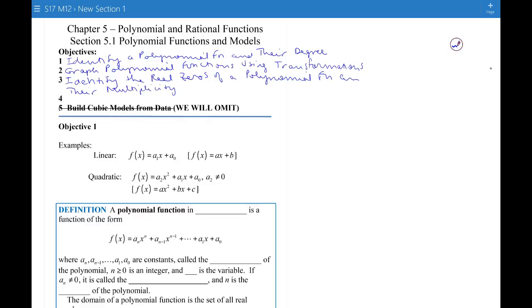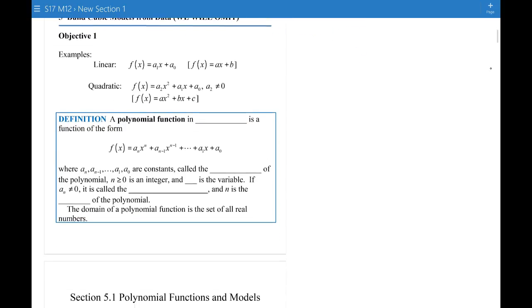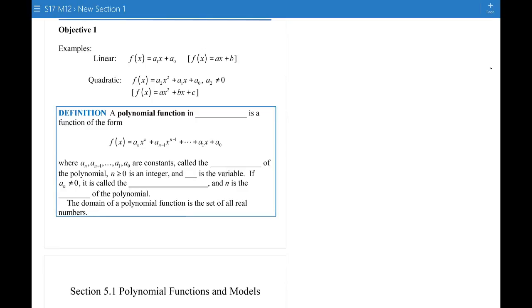Zeros of polynomial functions have a number associated with them called their multiplicity. And then we're going to analyze the graph of a polynomial function. And we're going to leave out the build cubic models from data. It'd be really interesting, but we just don't have time.